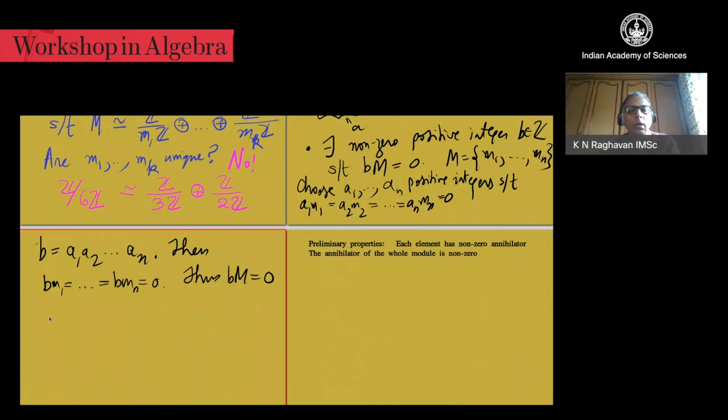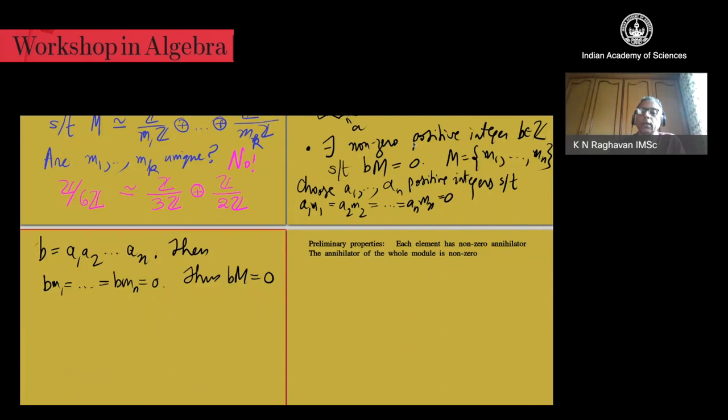It's actually enough to do this if you have a finitely generated module with the property that every element is killed by some positive integer, then the whole module is killed. Here, of course, it's actually finite, and this is a rather weak statement. You can make slightly stronger statements, but let's not bother. So what we understand is that if you have a finite abelian group, then there is a positive integer B such that BM is zero.